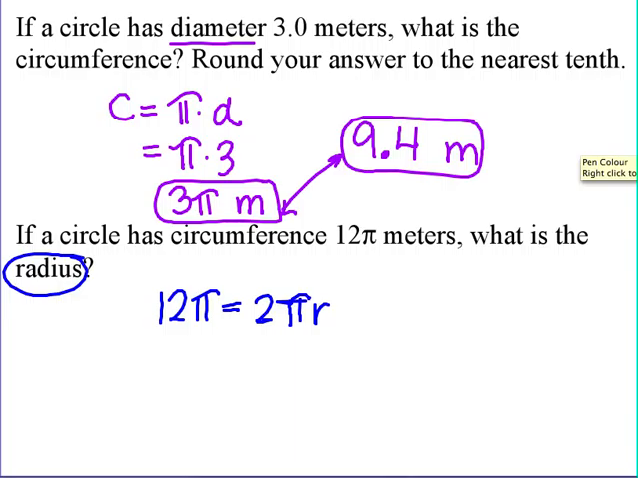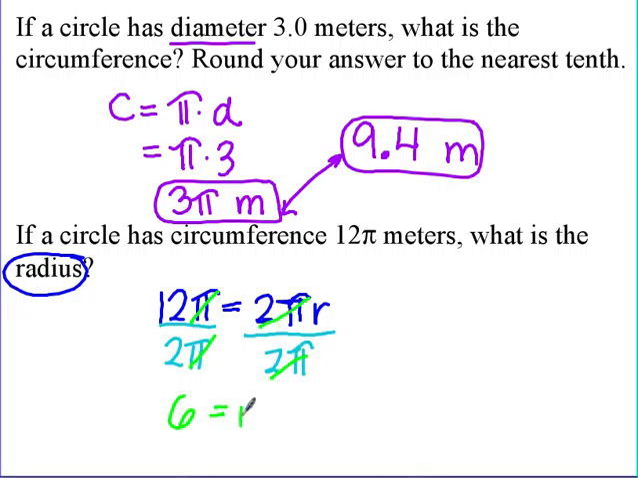I want to get r all by itself. Divide by 2 pi. Remember, pi is just a number. Okay? So on the left side, what ends up happening is I have 12 divided by 2, which is what? 6. The pi's cancel. Over here on the right, they cancel, and that equals r. What would my label be? Meters.